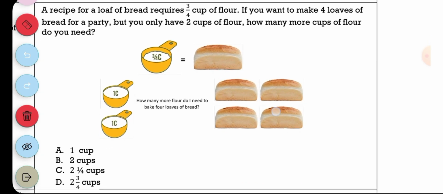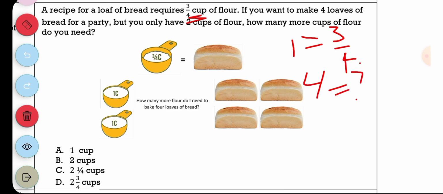A recipe for a loaf of bread requires 3 over 4 cups of flour. If you want to make 4 loaves of bread for a party, but you have 2 cups of flour, how many more cups of flour do you need? So you need to approach this question in bits. First of all, this is what the bread requires: 3 over 4. You want to make 4. So 1 equals 3 over 4. 4 equals what?